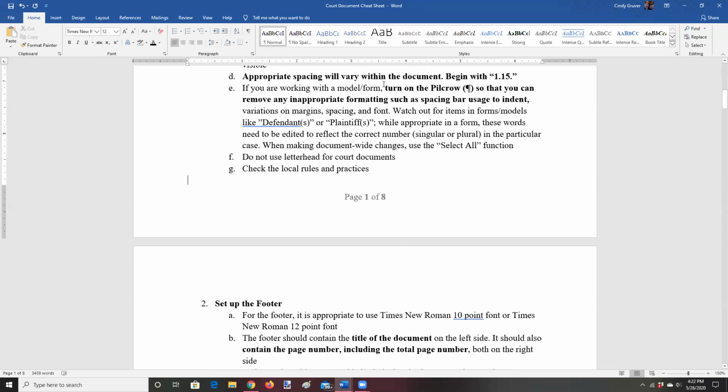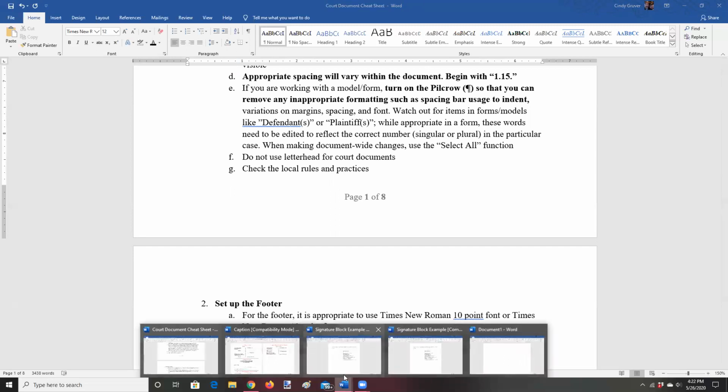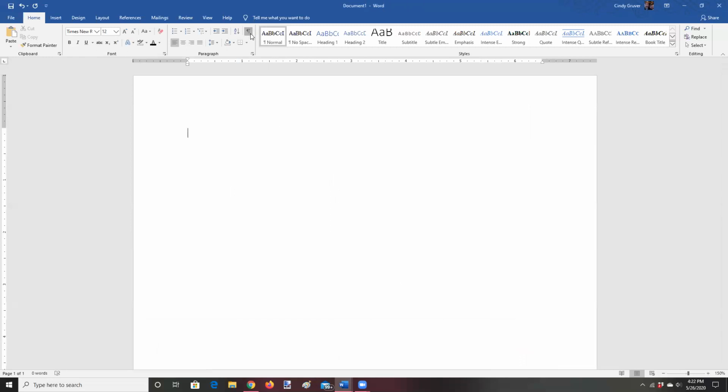Whether you're working from a model or not, I still recommend turning on the Pilcrow from the very beginning. It annoys some people, and so it's okay if you choose to wait to turn it on until the end. That's fine too, but you will need to spend a fair amount of time at the end with the Pilcrow sign on so that you can clean up the formatting issues.